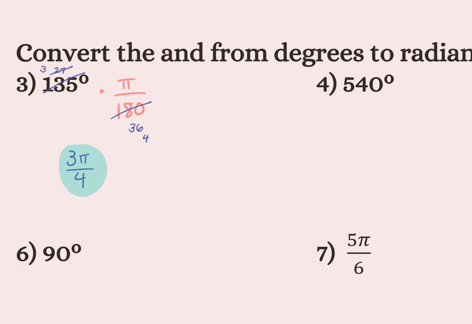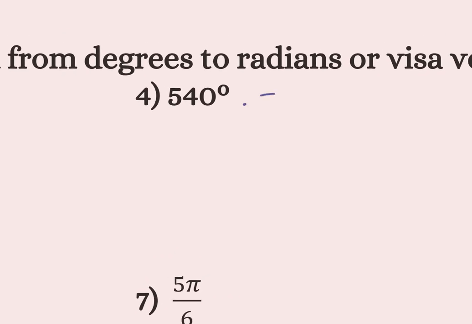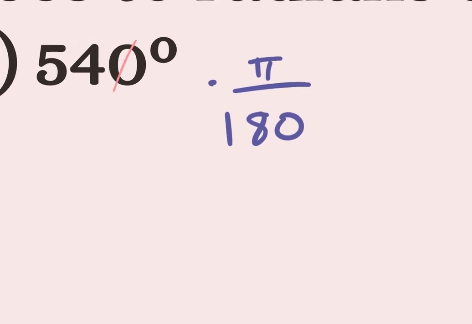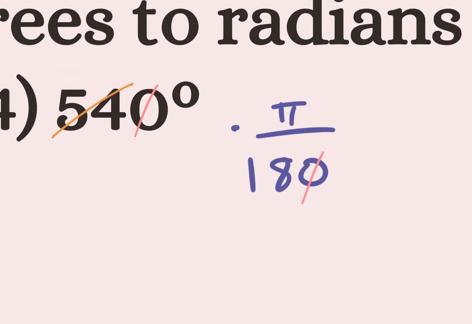Go to 540. 540 times pi over 180. First thing I would do here is cross through my zeros, divide by 10, and get rid of them. What goes into both 54 and 18? 9 goes into both. Other things go in there too; 2 could go in there. You could start however you want. But 9 goes into both of these. This would be 6, and this would be 2, and 3. 1 and 3. So I'd get 3 pi.